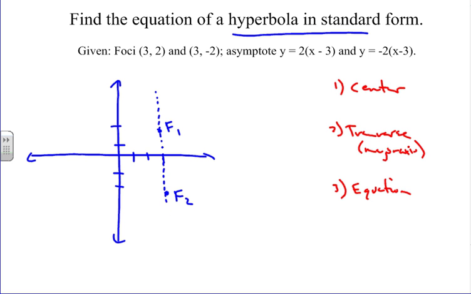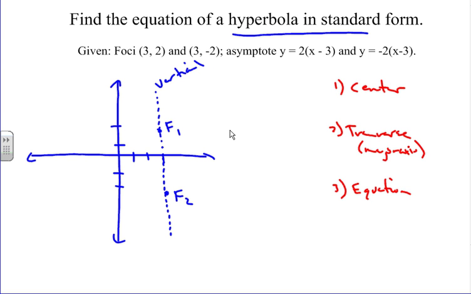Now, from here, you notice that the foci are on the transverse axis. So if I go like this, you can see where that axis of symmetry is, and you see it's going vertical. Because it's going vertical, our equation is going to have y being squared. That's going to be the positive value. Y is vertical, so y squared is going to be positive.